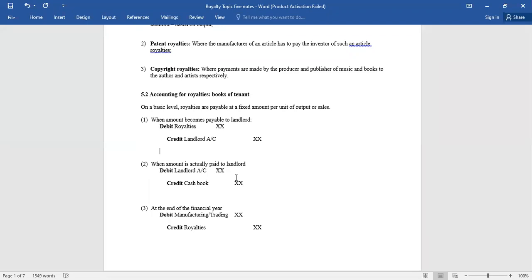So when the amount is actually paid to the landlord, we are now going to debit the landlord's account and credit the cash book because the amount has been paid. So our cash is decreasing, we credit cash and debit the landlord's account. Then as at the end of the financial year, we are closing our books. If it is manufacturing, we are going to debit the manufacturing account. If the asset is of trading nature, we are going to debit the trading profit and loss account and credit the royalties account to close it. You can have an illustration and see how.